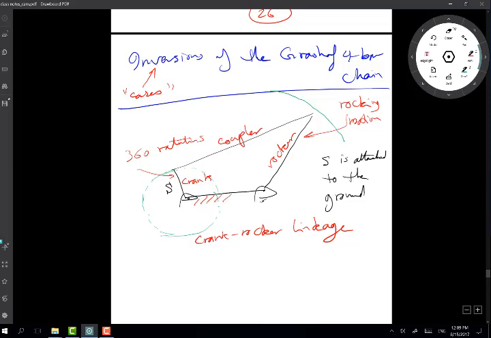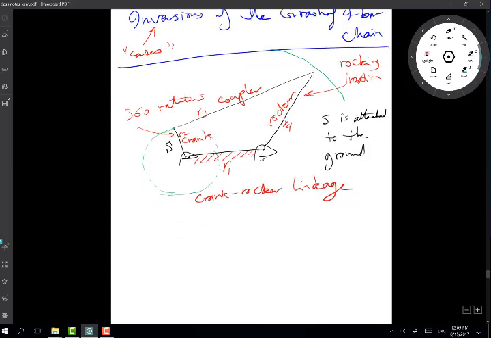So that's my first arrangement here. That's R1. Later on I'll call them R1, R2, R3. I will always refer to those links by these dimensions, R1, R2, R3, R4. Right. So that's one inversion.